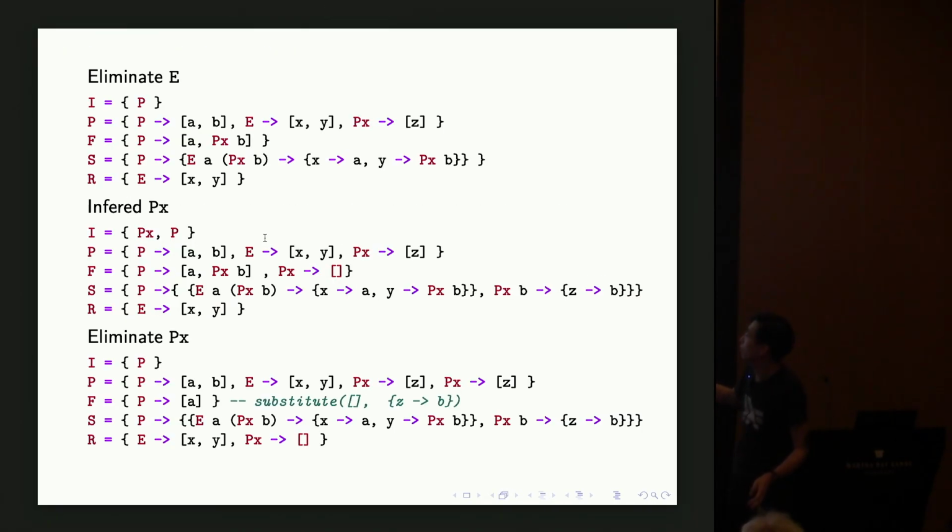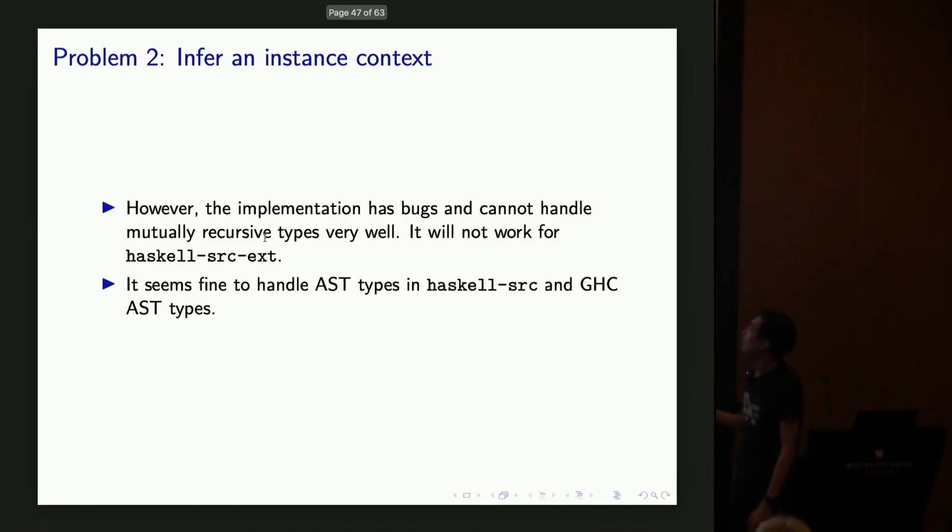For the fields of P, we need only A. So we eliminate the phantom type parameters. We only keep the necessary data type in the result. However, the implementation has bugs, and it cannot handle mutually recursive types very well. It still needs some work.